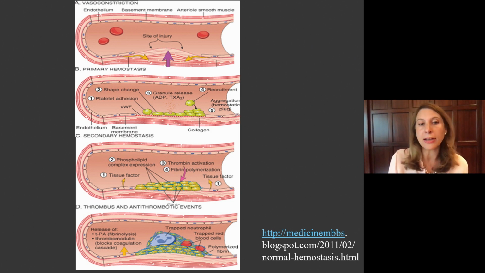Now, in part D, once you have that nice thrombus that's formed there to stop the bleeding, we need to limit that. So we need some antithrombotic events. And this is under the regulation of TPA, which induces fibrinolysis, and thrombomodulin, which blocks the coagulation cascade. So now I'm going to jump into 4 cases, which basically take us through disorders that impact the various stages of this coagulation cascade.